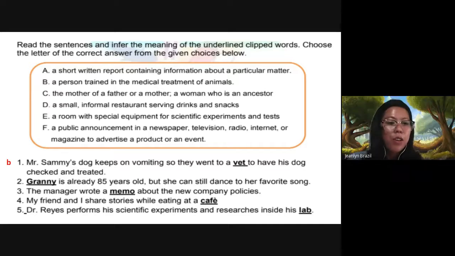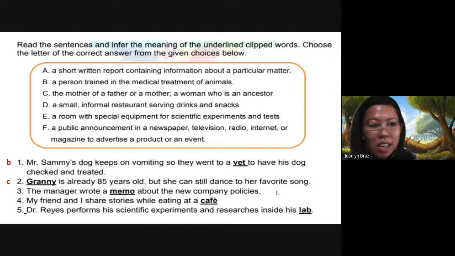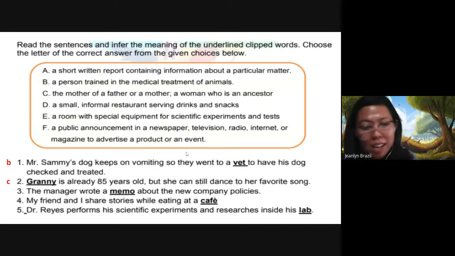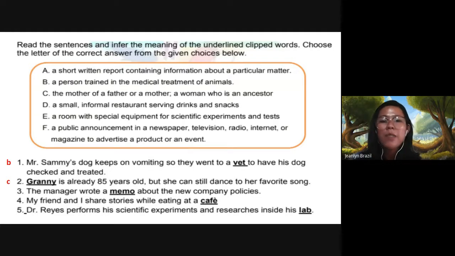Okay, let's see if you're correct. So number two is letter C. It is the mother of a father or a mother, or a woman who is an ancestor. So that is the correct answer. Next, number three, who wants to read the third statement?